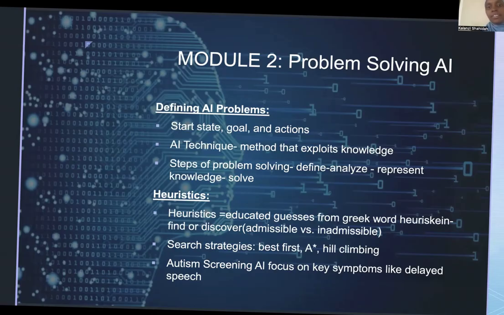Like in our autism screening AI, heuristics are going to help us find certain behaviors or actions, behavior methods of these autistic children. So our autism screening AI would focus mainly on the key symptoms like delayed speech. So that is also showing heuristics.